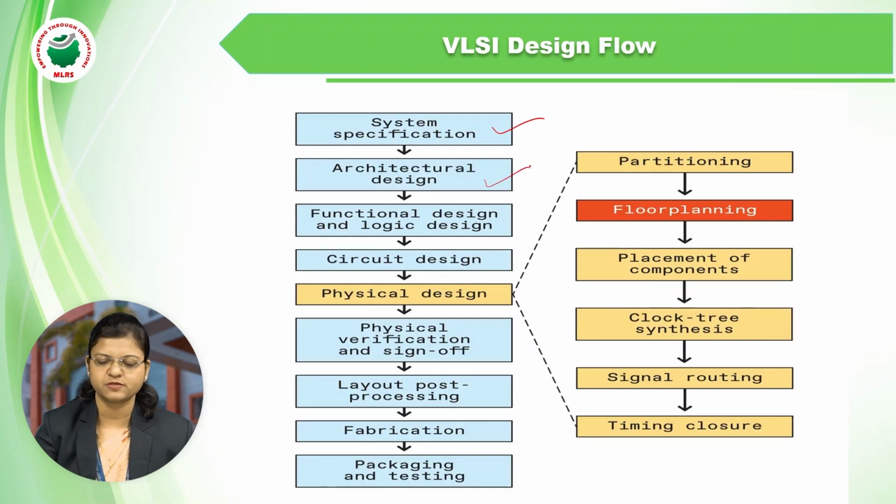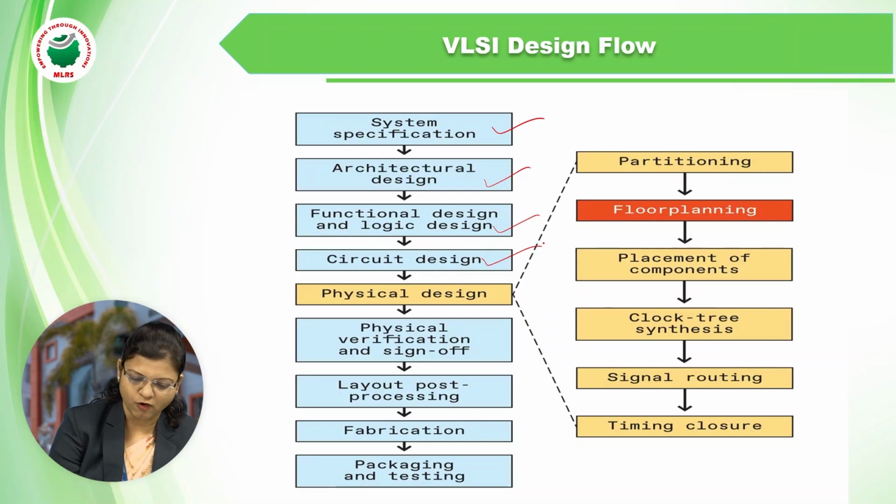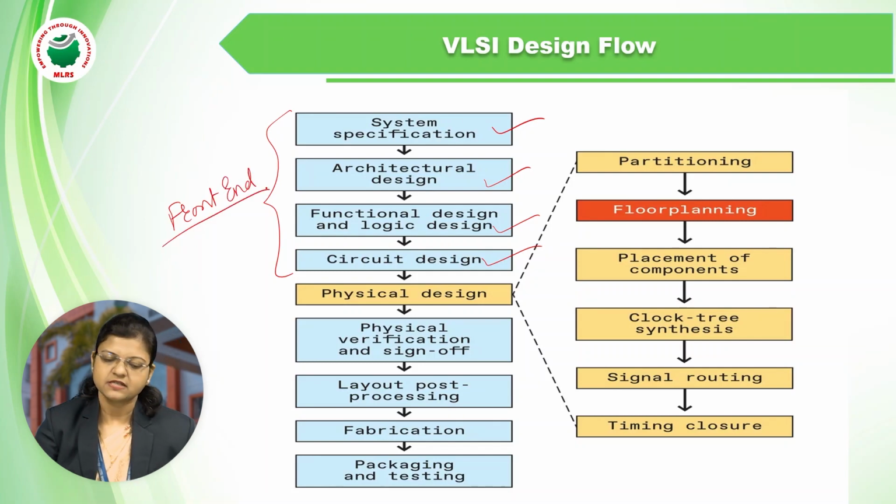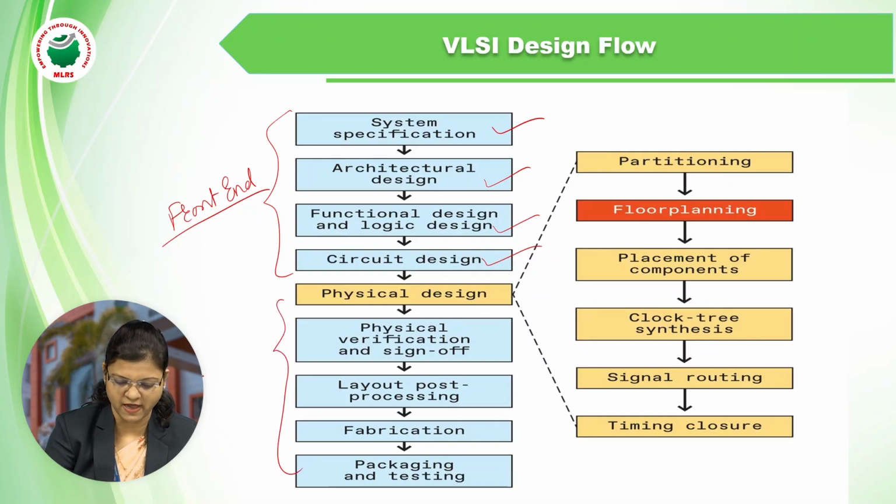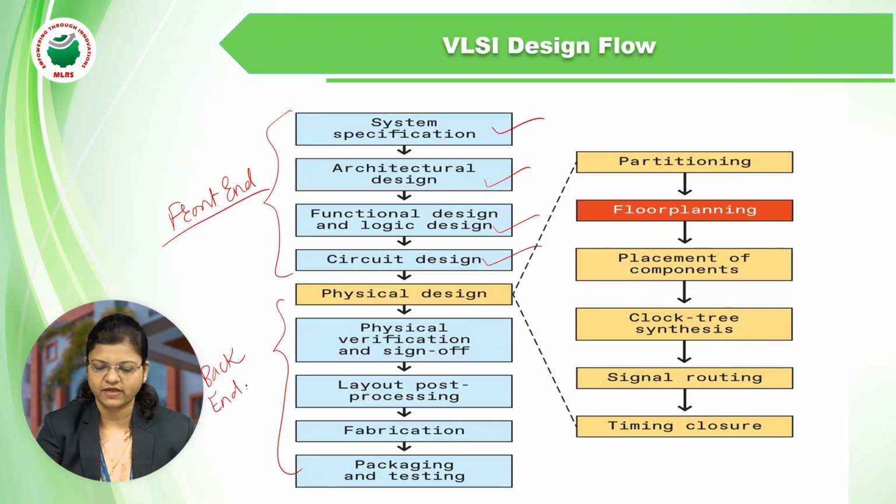Then after system specification, the other steps are architectural design, then functional design and logic design, and circuit design. All these four come under the front end, and all the rest are in the back end. Now, after the circuit design and creation of the gate level netlist, we go for the physical design.